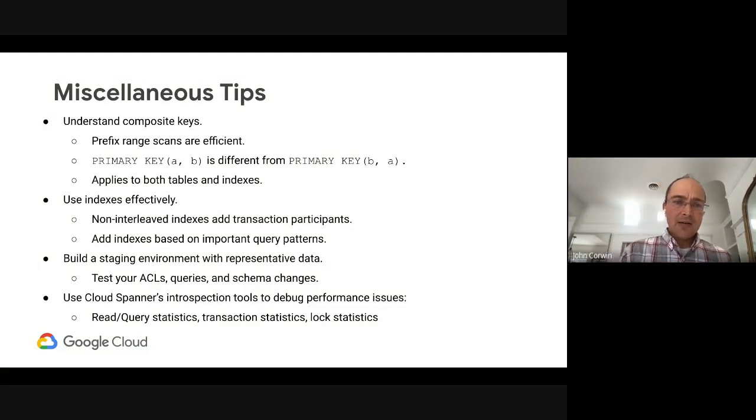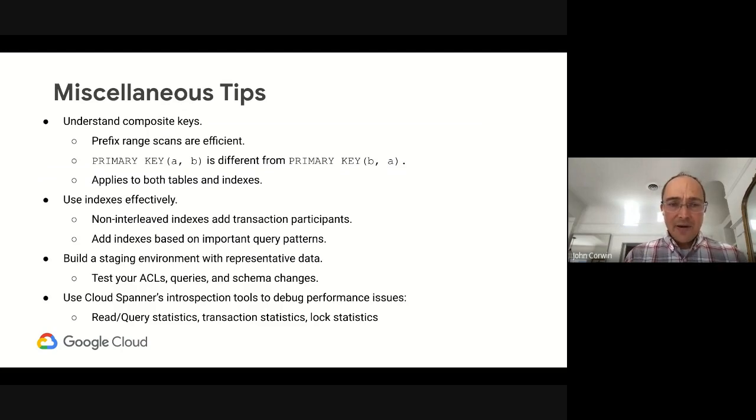Along those lines, when you're thinking about indexes, you want to add indexes based on the important query patterns that you have, right? So use the query statistics, use the query profiler, look at what your expensive queries are, and build indexes based on that. This is not that different from other databases. It's just that with Spanner, oftentimes you're talking about larger scale, so this becomes even more important.